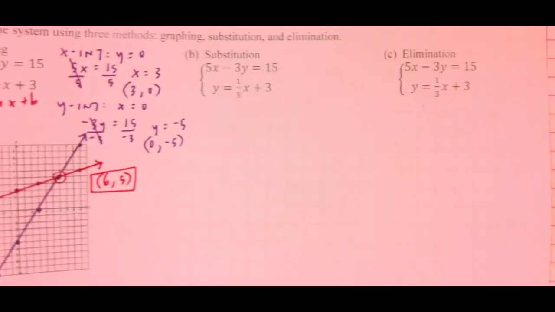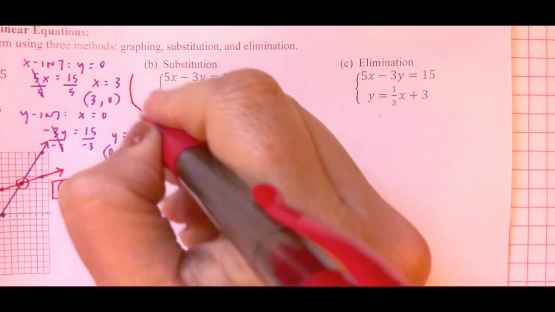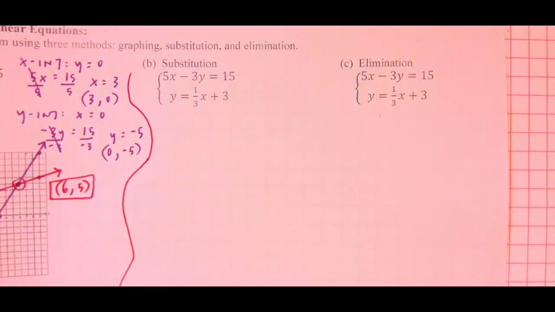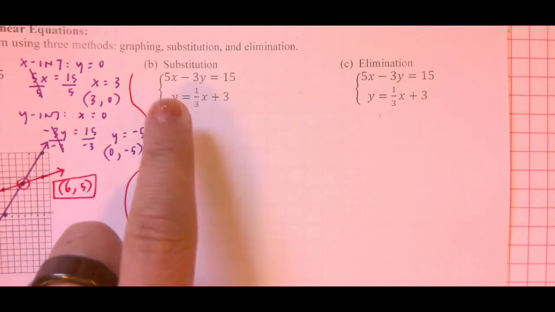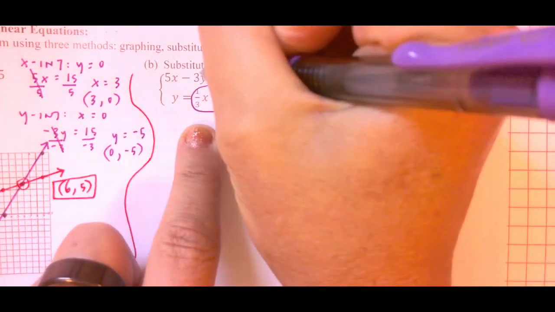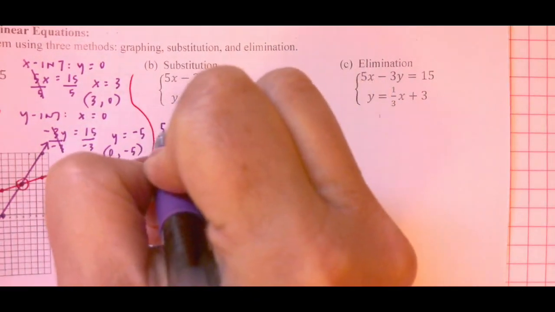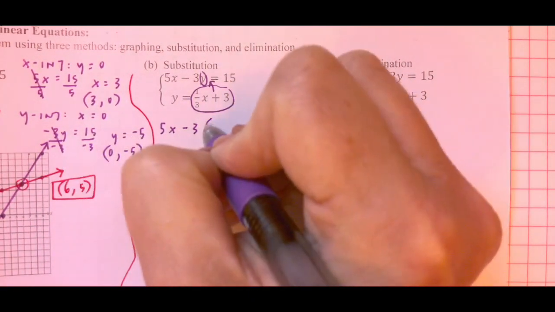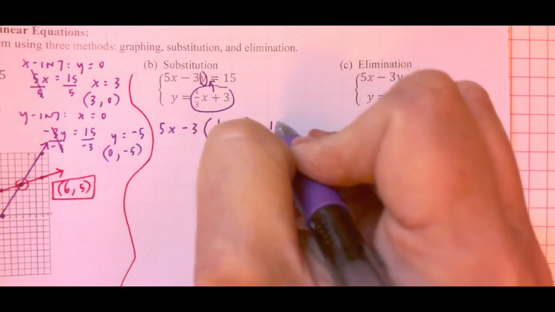Okay, another method that we use is substitution. So I'm going to solve the same system using a different method. When it's substitution, that means it's easy to isolate one of the two variables, either x or y. And I can see that the second equation already has the y value isolated. So I can take this part right here, 1/3 of x plus 3, and plug it in for the y in that top equation. So now I have 5x minus 3 times 1/3 of x plus 3 is equal to 15.